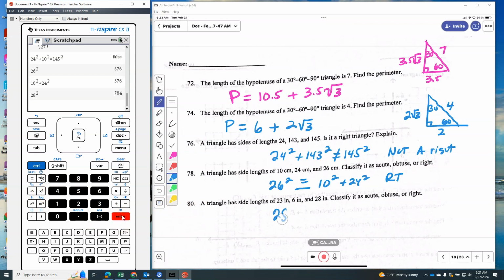And then the last one is 28 squared. So I'm going to write 28 squared. And you got to compare it to 23 squared plus 6 squared. Okay, so 23 squared plus 6 squared. Okay, it's less. In other words, 28 squared is greater.